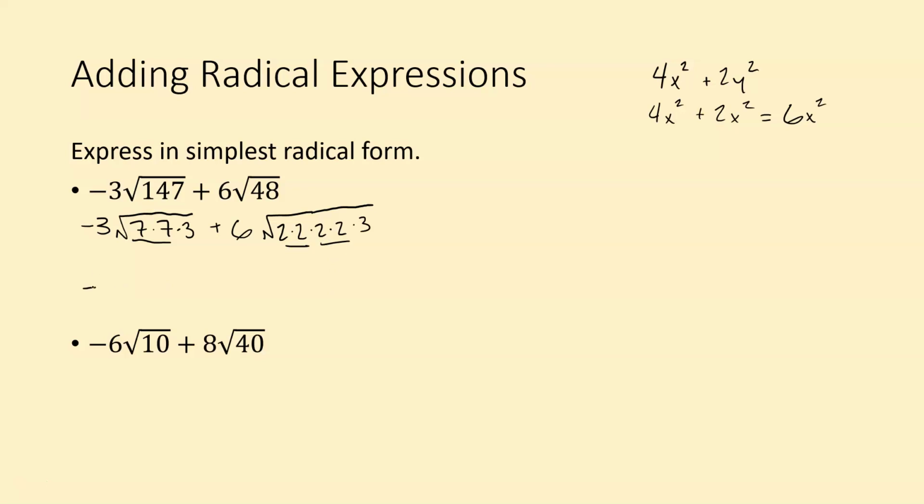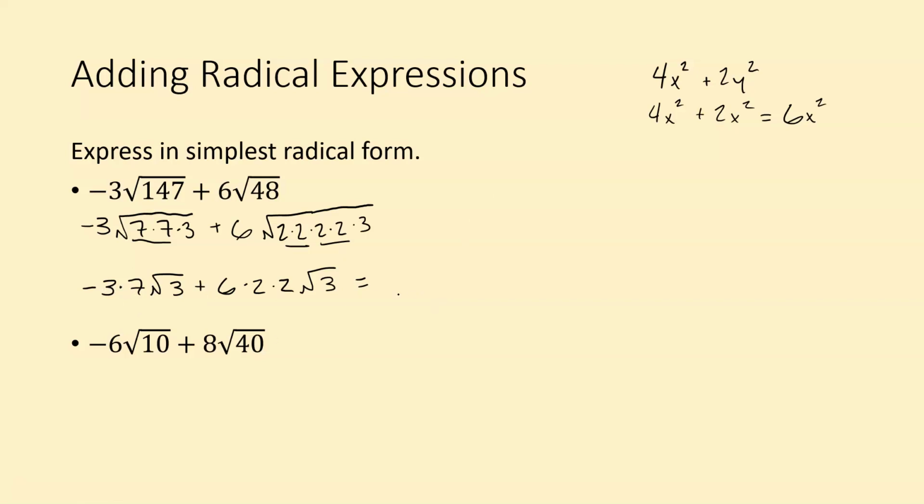So we'd have 3 times 7 times the square root of 3 plus 6 times 2 times 2 times the square root of 3. Notice now that we have the same radicand, we have root 3. So now these are things we can add together. First, we want to multiply this business out in front of the radical.